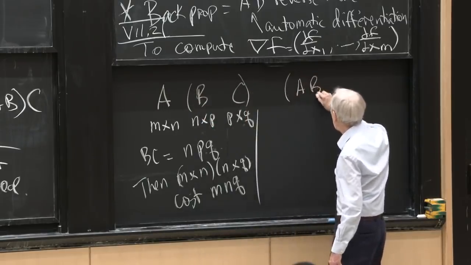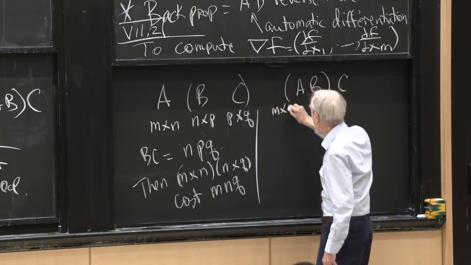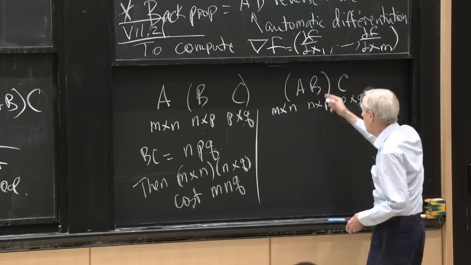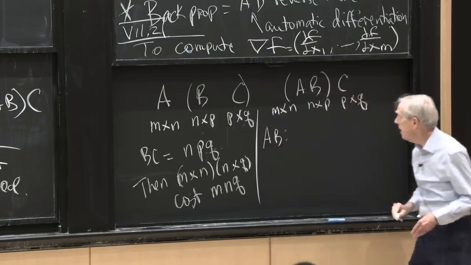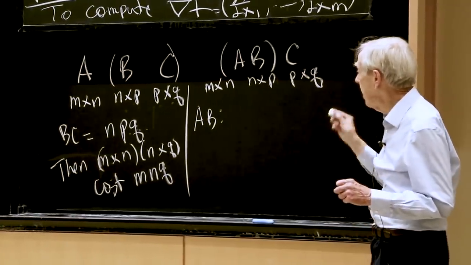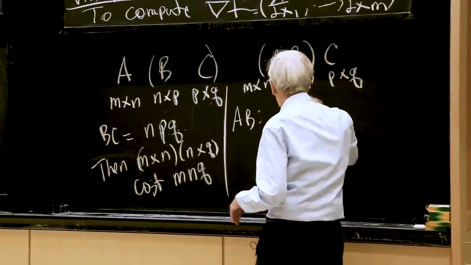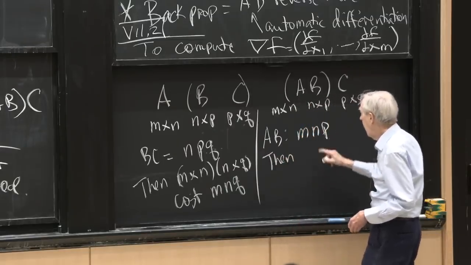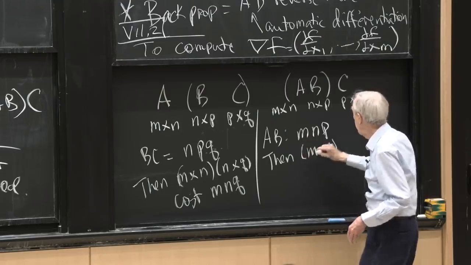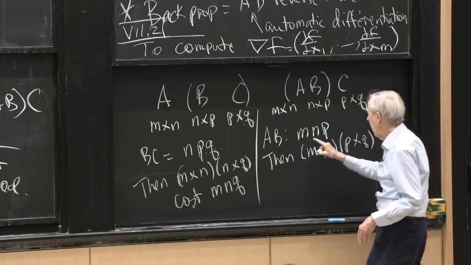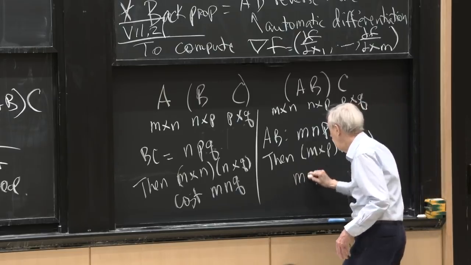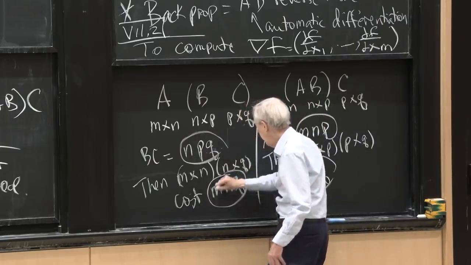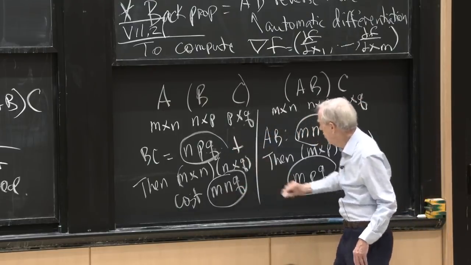Now the second way is AB times C. Let me write again M by N, N by P, P by Q. So now I'm doing this first. So AB costs, tell me again, what's the rule for the cost of a matrix multiplication? MNP. And then I'm multiplying M by P, that's AB, times P by Q, that's C. So I have MPQ. So I have that together with that, or that together with that. That sum, or these two.